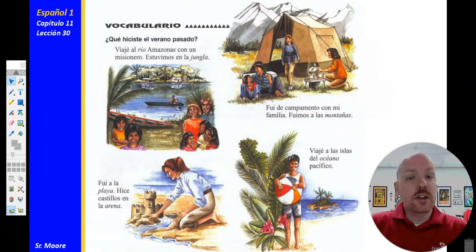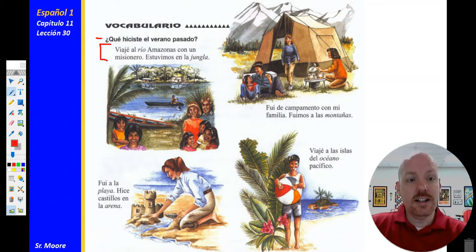Vocabulario. You should have written your vocabulario from these summer vacation sentences either in your notes, in your workbook, or on a scratch sheet of paper. But let's take a look at these. The question that we see there in bold at the top of the page, ¿Qué hiciste el verano pasado? What did you do last summer?